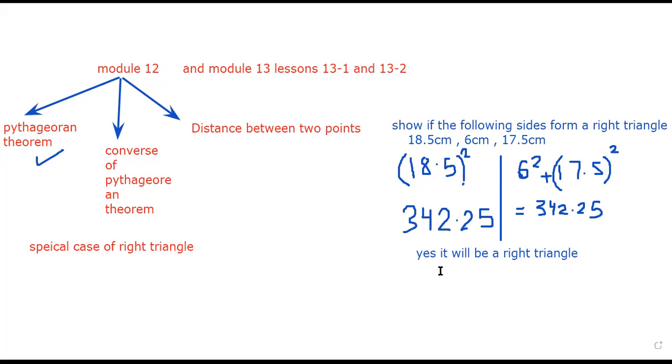We are talking about the square of the sides. If you are talking about the Pythagorean theorem, it will be the squares of the sides, not the sides. In this case, I wrote 6 to the power of 2 plus 17.5 to the power of 2. I didn't write 6 plus 17.5. Take care about this point, grade 8.